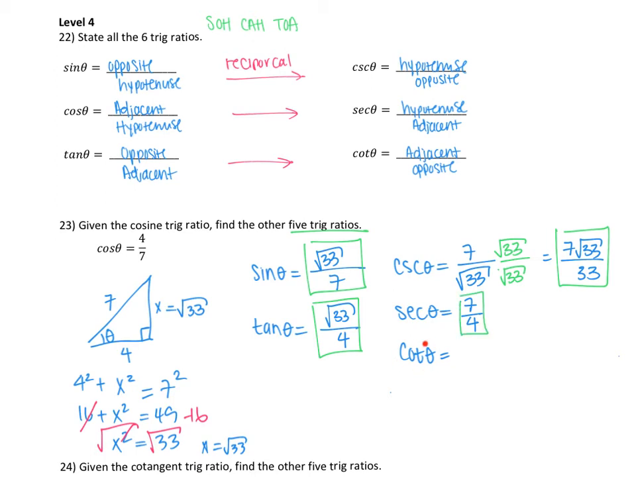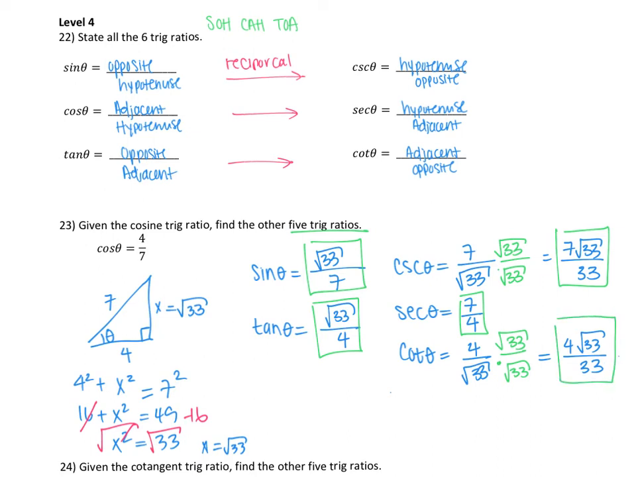And then cotangent is going to be the reciprocal of tangent. So this is going to be 4 over square root of 33. And so that means I have a square root in the denominator. I'm going to multiply the top and bottom by a square root of 33 to try to get rid of it. And so then the bottom here is just going to end up being 33 because those square roots will cancel again. I can't reduce 4 and 33, so I'll leave the answer like this.